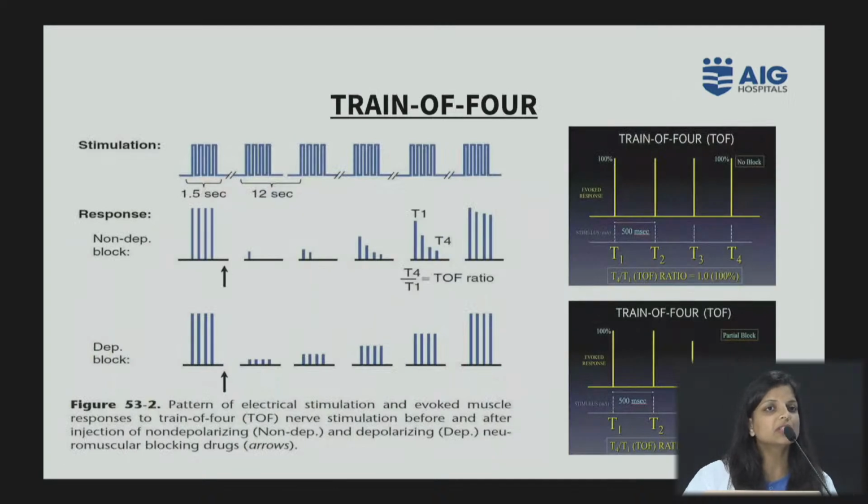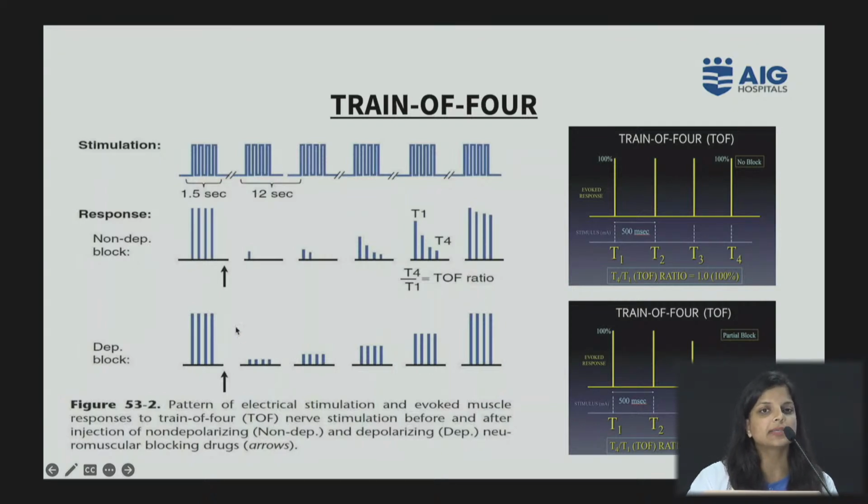Coming to train of 4, which is being regularly used, here we give 4 supramaximal stimuli at 2 Hz frequency, and then we look for the response. In this picture, as we can see, when there is no block or the non-blocked muscle, ideally all the 4 responses should be the same. The 4th response is T4 and the first response is T1, and the ratio is called the TOF ratio. According to this, the ideal ratio is 1. Whereas if there is a depolarizing response, there is a decrease in the amplitude, but the TOF ratio is again 1.